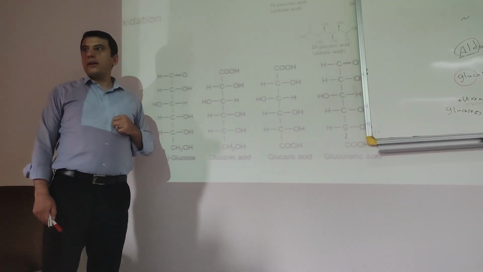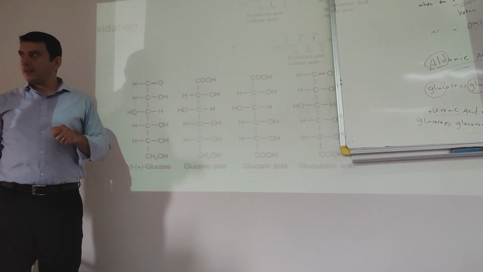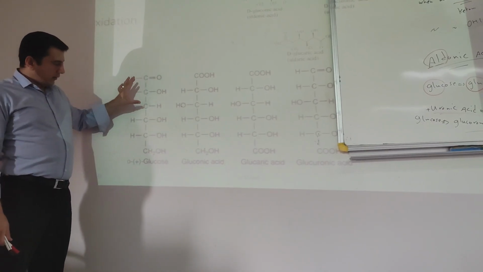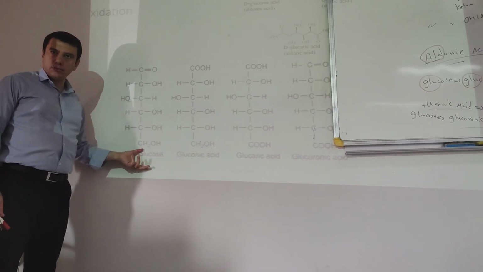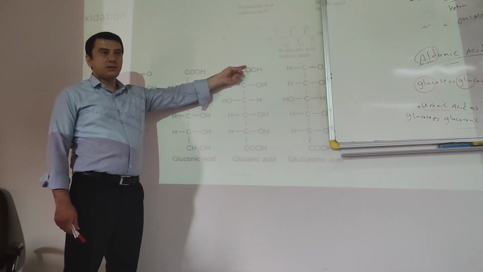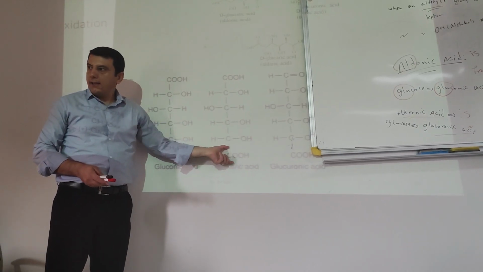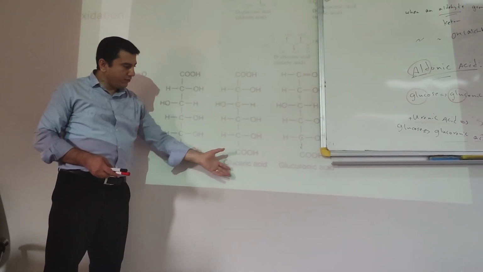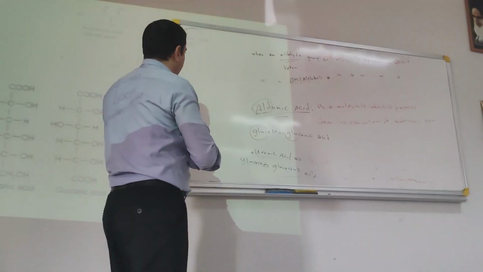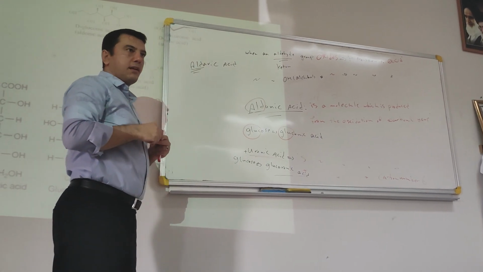And finally, if the reaction conditions are completely rigid, with the presence of acids, both aldehyde and alcohol groups are oxidized, and we have a new molecule with both groups oxidized. Both aldehyde and alcohol are oxidized and changed to such molecules. We name these molecules aldaric acid.